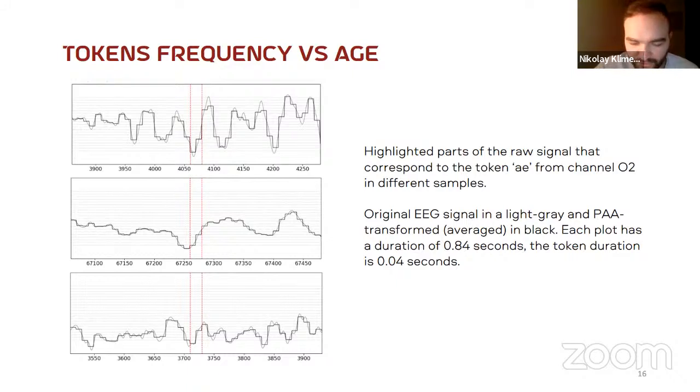And the most influential tokens that had the higher distance correlation with age were usually 2, 3, or 4 symbols. So the tokens were built of 2 or 3 letters, so to say. So it's a very short timescale. The short answer is that it's a very short timescale. It's spikes, usually just sudden changes of the signal value, either up or down. So some very short-term fluctuations.